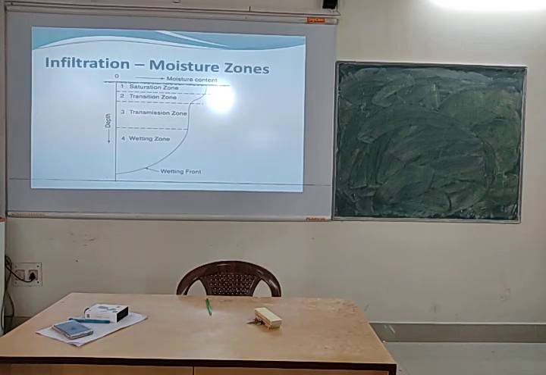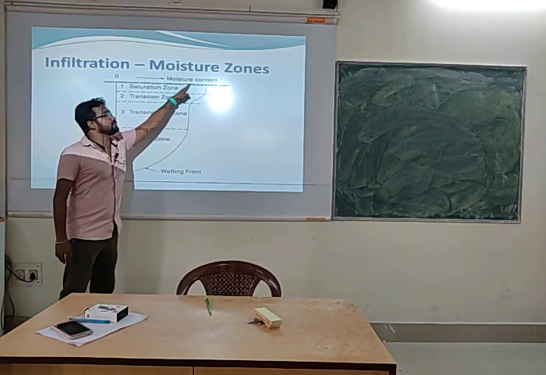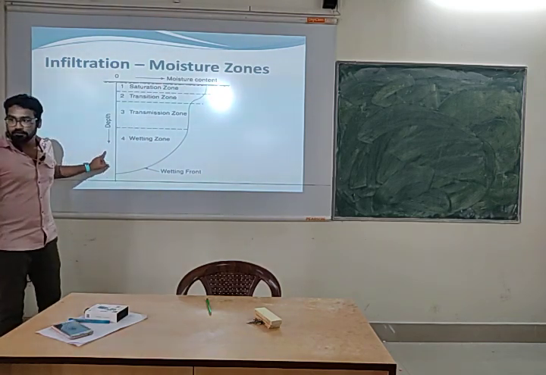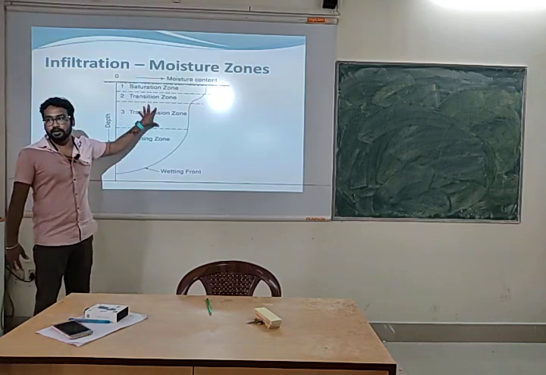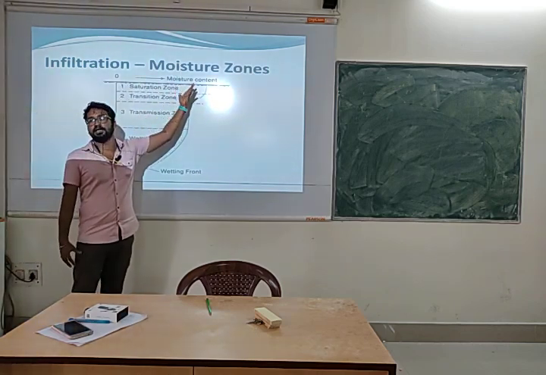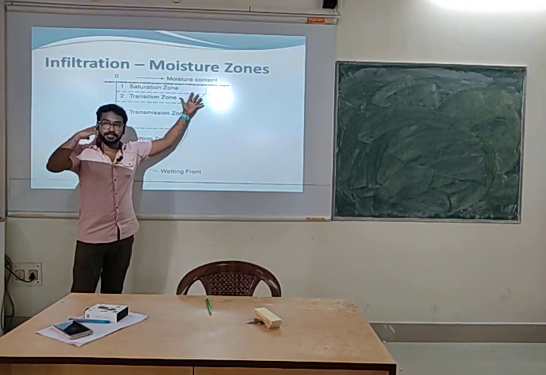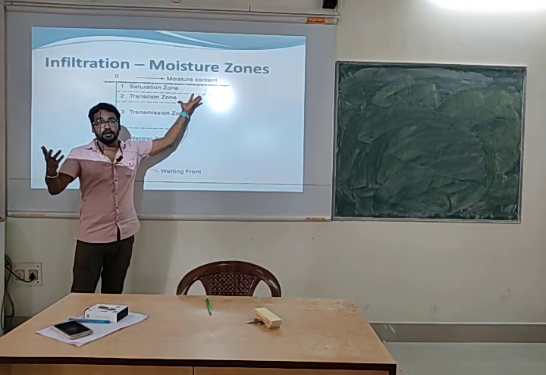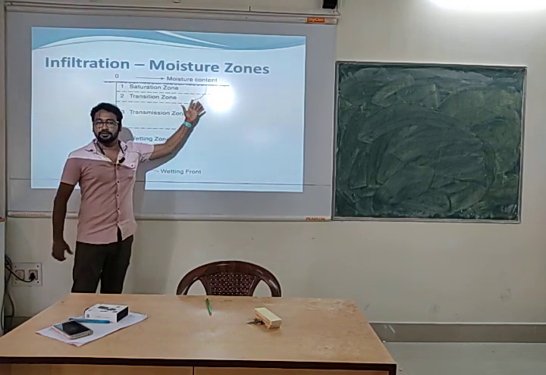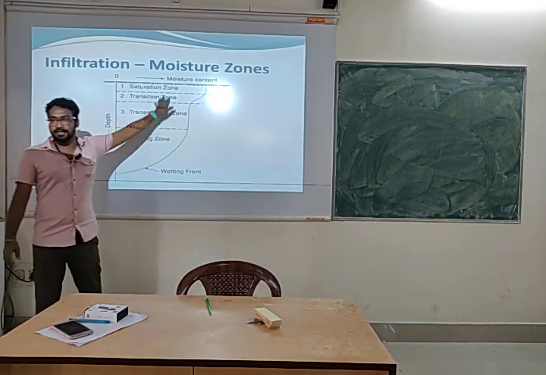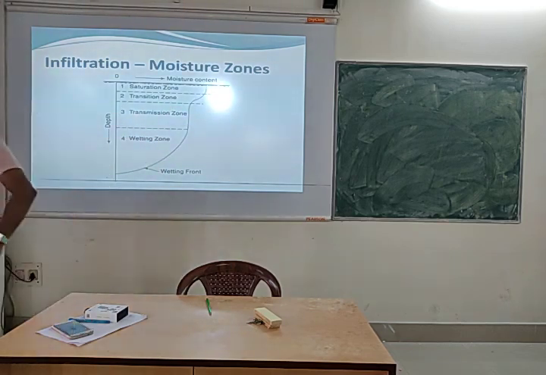You can see here that depth is given with respect to the moisture content. Clear? So if rainfall is occurring, the moisture content at the top will be higher, reaching the maximum, that is the saturated value. The maximum value of the water content is the saturated one. Then the other zones are there, and eventually the water content will be zero maybe.